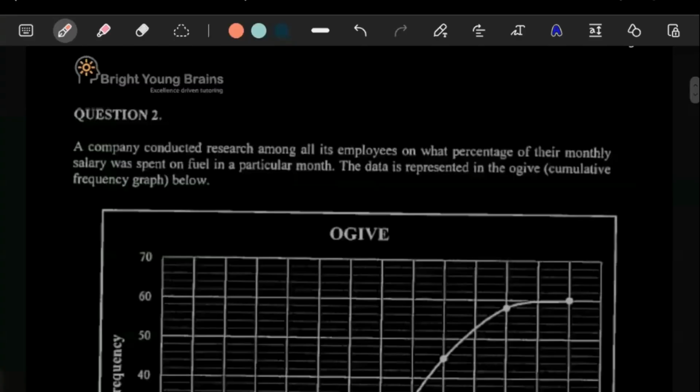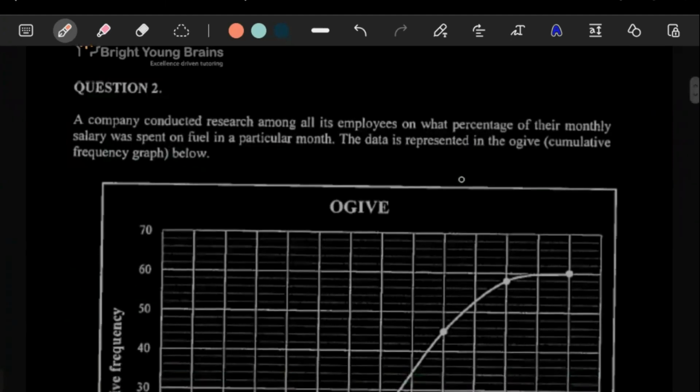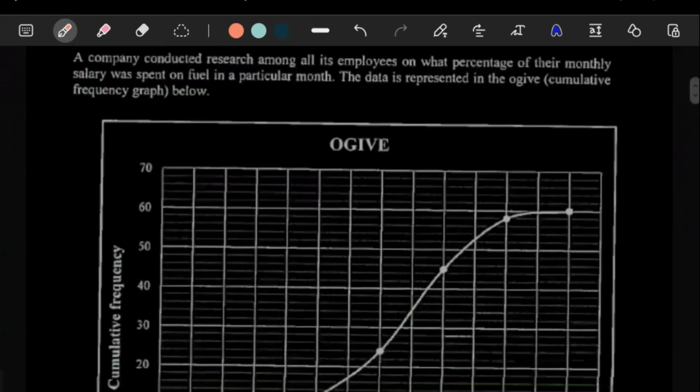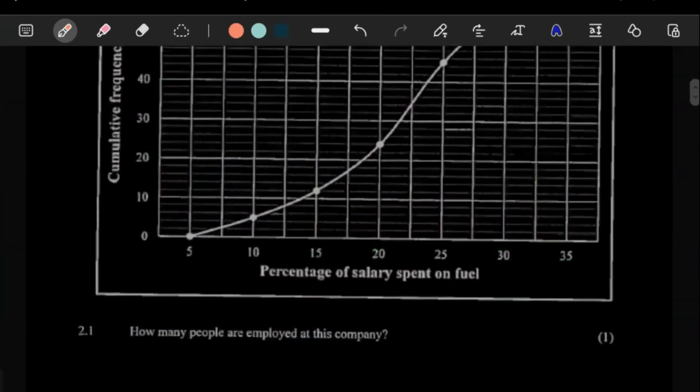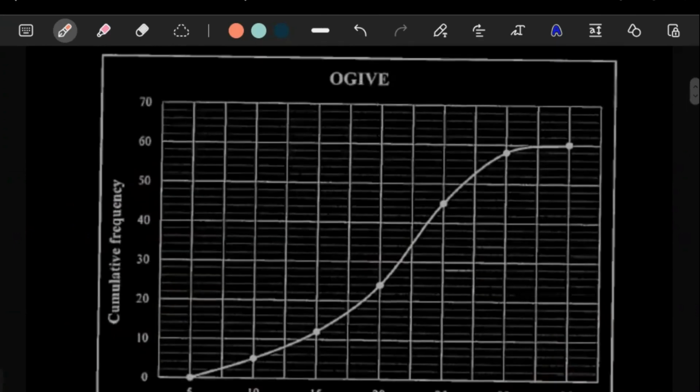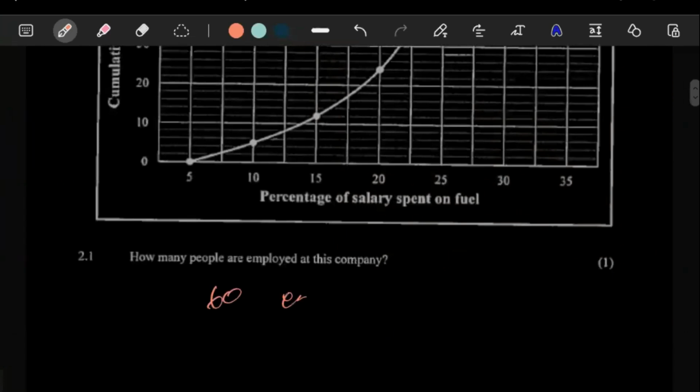Number 2 says, a company conducted research among all its employees on what percentage of their monthly salary was spent on fuel in a particular month. The data is represented in the ogive, which is the cumulative frequency graph below. And then it says here, how many people are employed at this company? So let's see here. The cumulative frequency starts at 0, right? It goes all the way to 60. So 60 employees. And then that's just 1 mark, so that's fine.